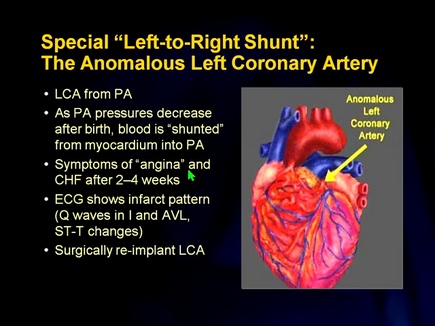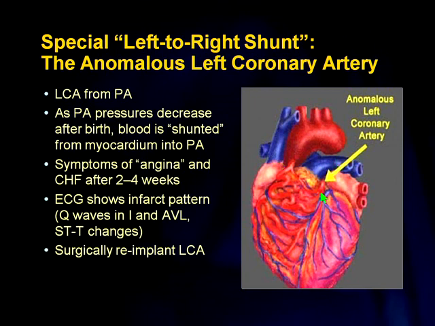When we talk about left to right shunts, I have to mention this one, okay? And this is the anomalous origin of the left coronary artery. So here's what's happening here. Instead of, here's the aorta, instead of there being a right coronary, like we see here, and a left coronary coming off the aorta, the left coronary is coming from here, from the pulmonary artery.